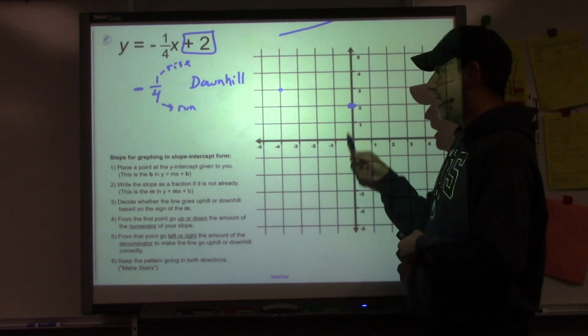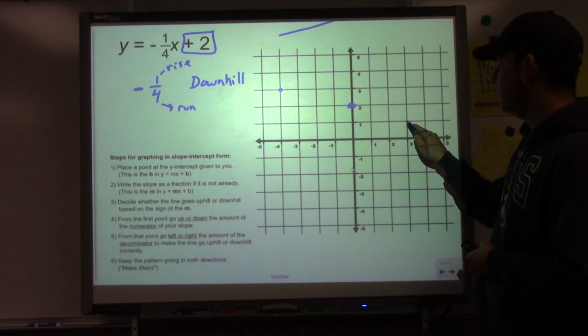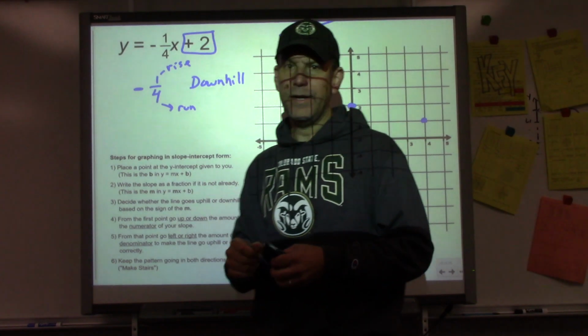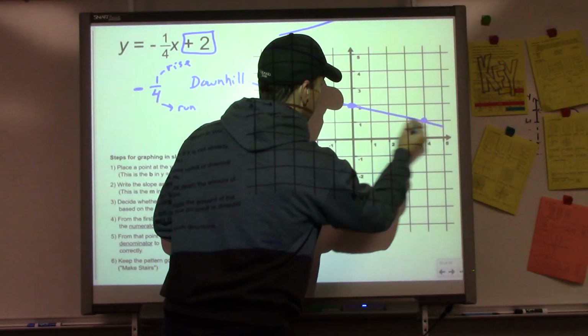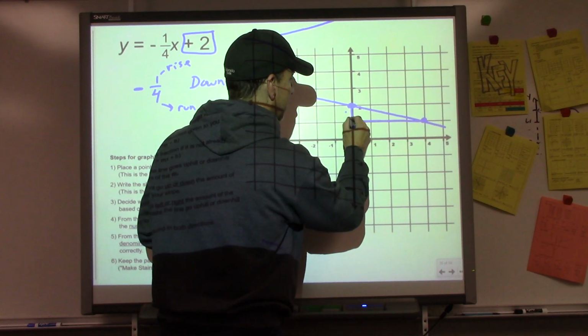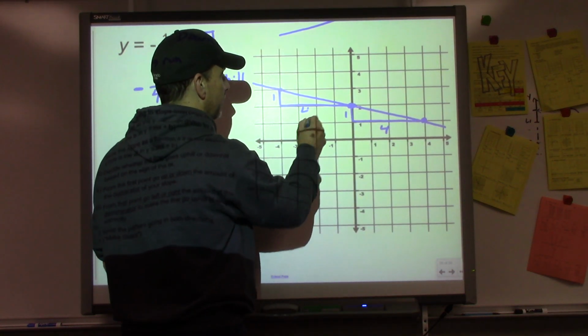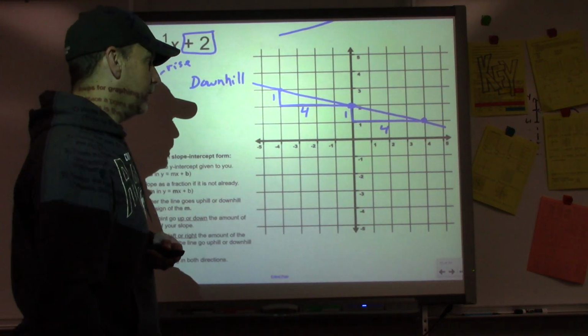Now, we didn't have to rise 1. We could have fallen by 1 and run 4 this way. And notice that those all make that thing perfectly line up. That's why we get linear functions, is because of these stairs we keep making, 1 and 4. It's the same stair-step pattern which locks in that straight line.